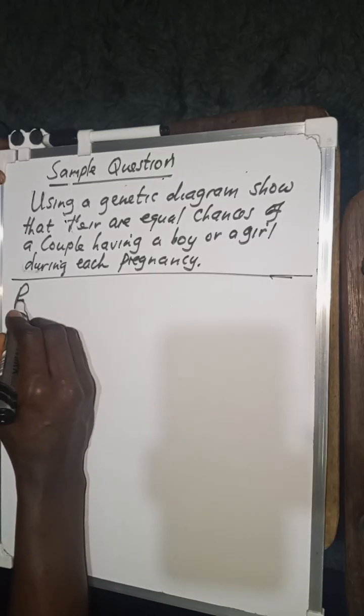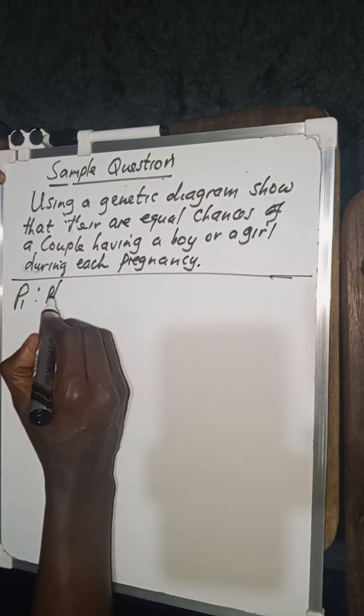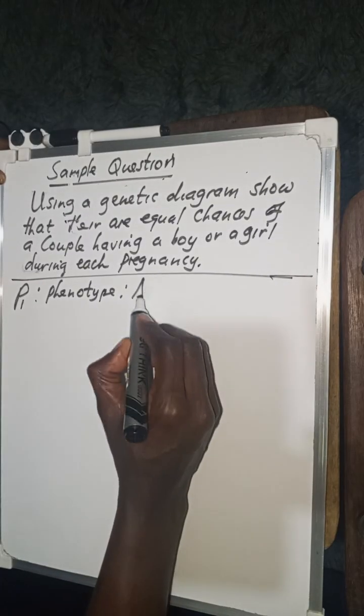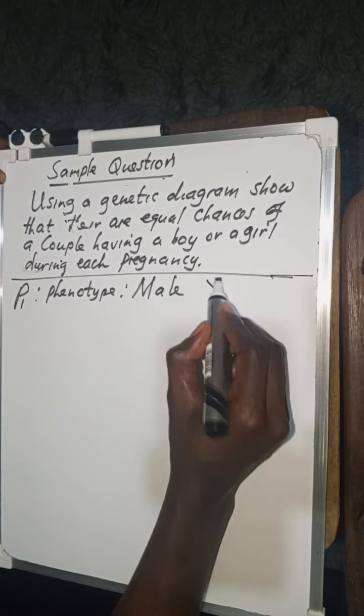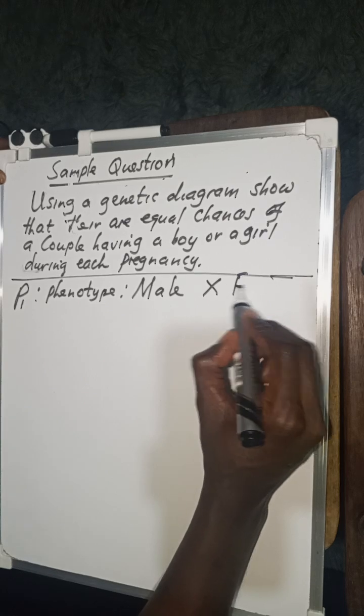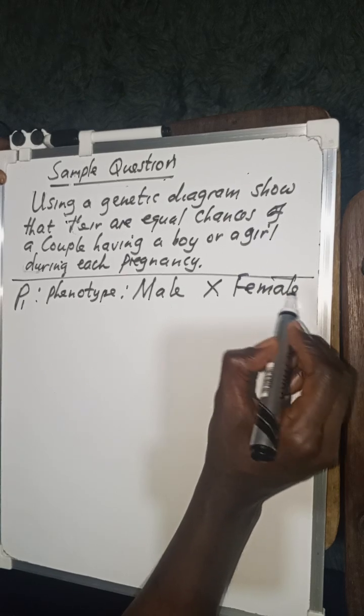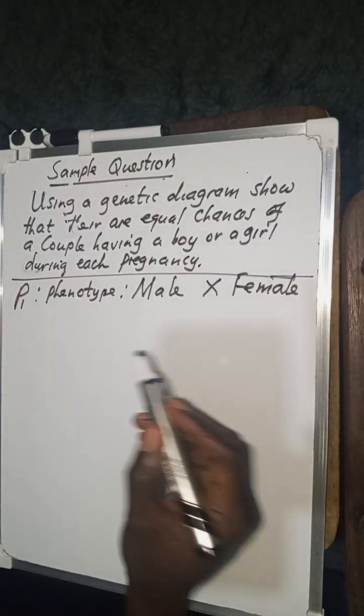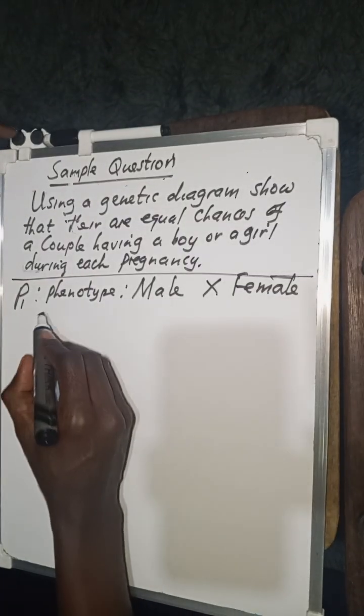So remember, we can start with the P1 generation. We again start with the phenotype, the physical appearance. I can say, a male, in this case crossing with a female, or if you wanted, you could have said, a father crossing with a mother. That's okay. That's the phenotype, the physical appearance.